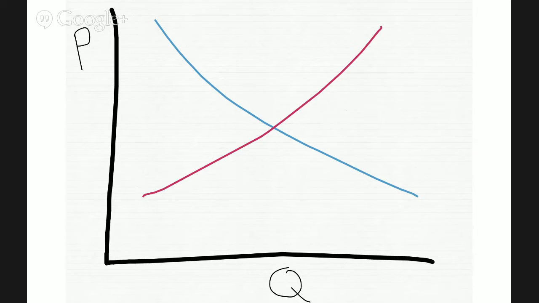So these 2 curves almost always intersect. Now, sometimes they don't intersect. Sometimes people are not demanding the things that you want to sell.